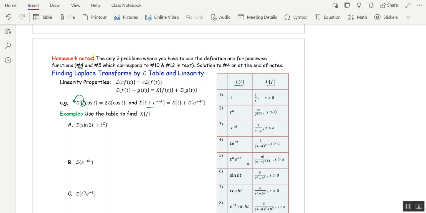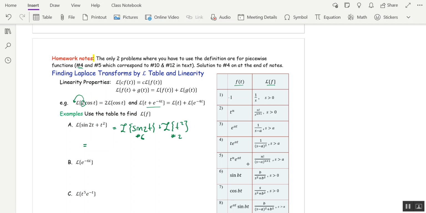For example, problem A here, you're going to do this step mentally. This is L of sine 2t plus L of t squared. So you don't have to write that step down. If you just write your answer underneath this, I'm going to understand that you broke it up into two problems. I put a short version of your table over here so you can look at the formulas. This one looks like number 6 to me with b equal 2. And this one, you're going to use formula 2.